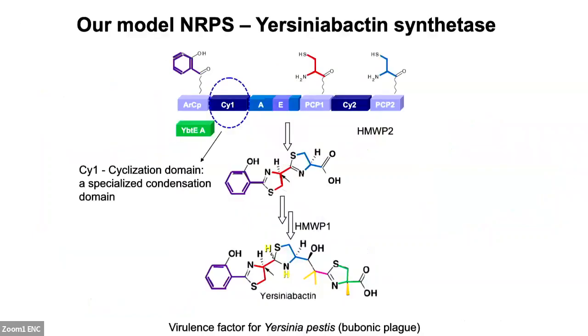The system we work on is the Yersiniabactin synthetase, and I will specifically be talking about CY1, which is a condensation and heterocyclization domain, and its interaction with the upstream carrier protein ArCP. What CY1 does is condense the salicylate on the upstream and the cysteine on the downstream, and then it cyclizes the cysteine to a thiazoline. There are other reactions and other domains involved, and finally you get Yersiniabactin, which is a siderophore from the causative agent of the plague. So again, I'll be talking about CY1.